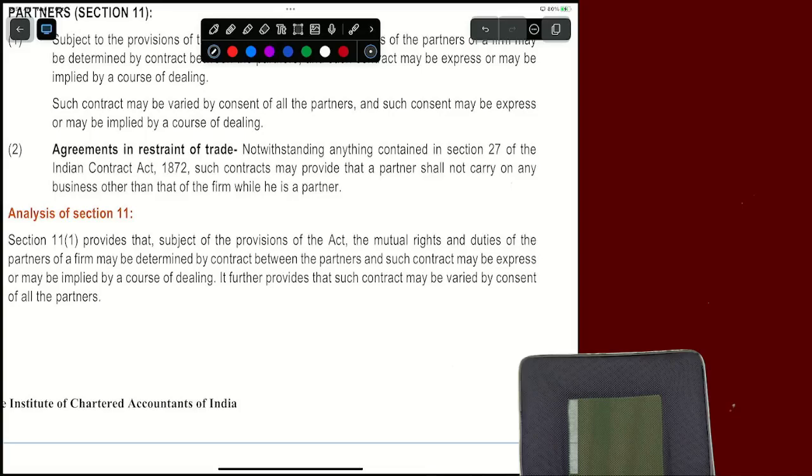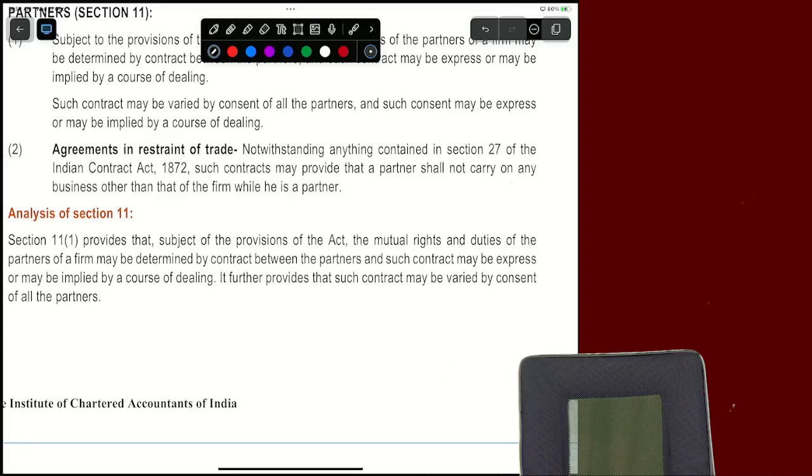Okay, point number 1. Understood: agreements in restraint of trade. Generally, is an agreement in restraint of trade valid or void? Answer. But in partnership that will be the Sanjeevani, or else people will start cheating you. Are you understanding or not?